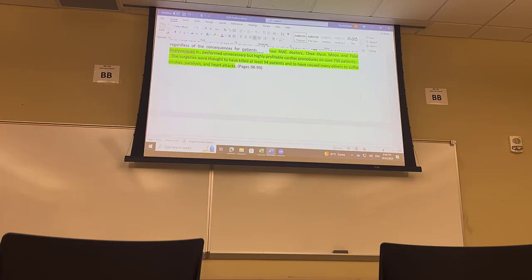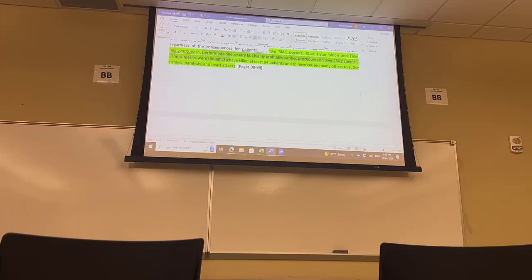Here's two doctors who performed unnecessary but highly profitable cardiac procedures on 750 patients. This is incredible. The surgeries were thought to have killed at least 94 patients and to have caused many others to suffer strokes. So this is the actual fraud. They said the people in this industry are good people, they're just poorly incentivized. These are bad people, poorly incentivized, that are actually killing people to make money.